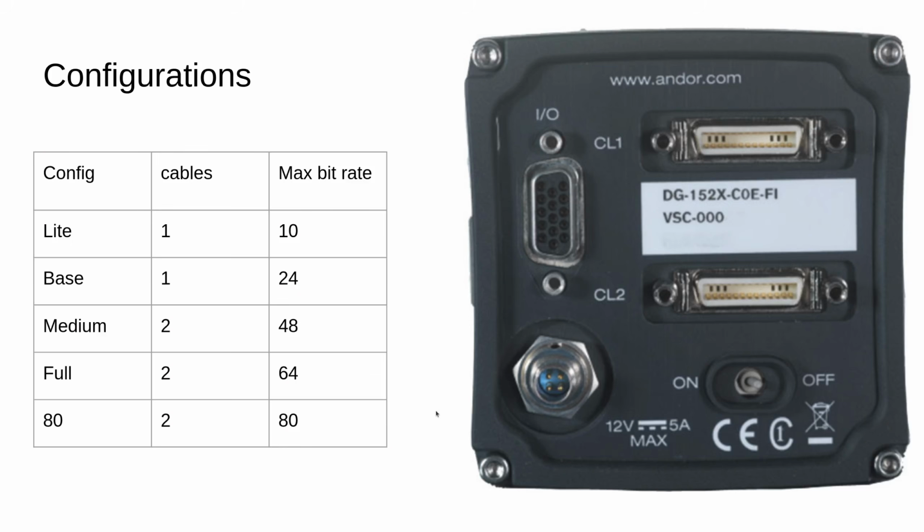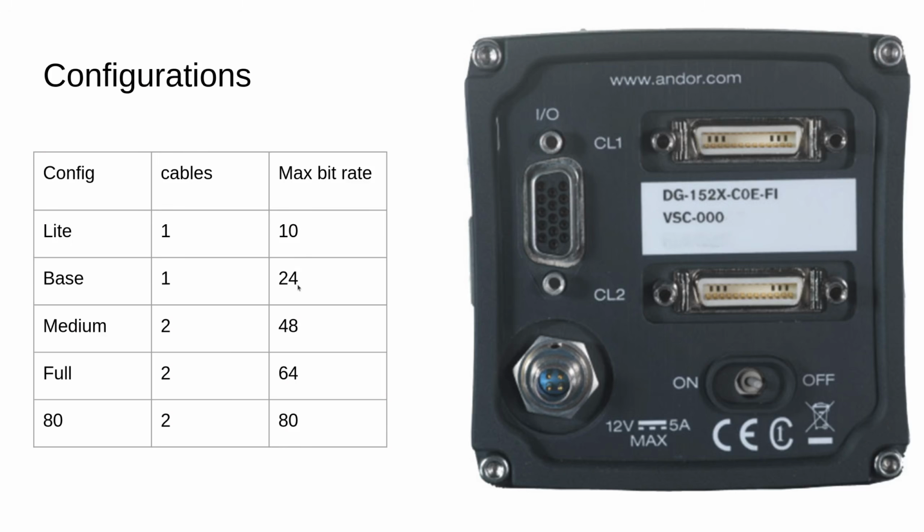So when it comes to Camera Link, one thing that's kind of confusing is there might be two Camera Link ports on a camera. What that means is the camera doesn't have two outputs, but it has more bandwidth. So your Camera Link configurations can use two cables to increase the bandwidth. So we have our chart over here of the configurations. Lite and Base use one cable with a max bit rate of 10 to 24.